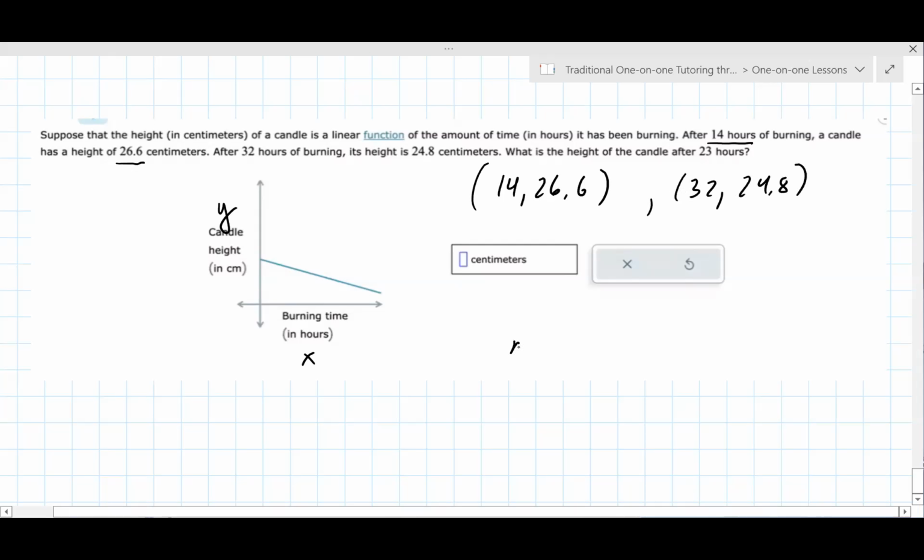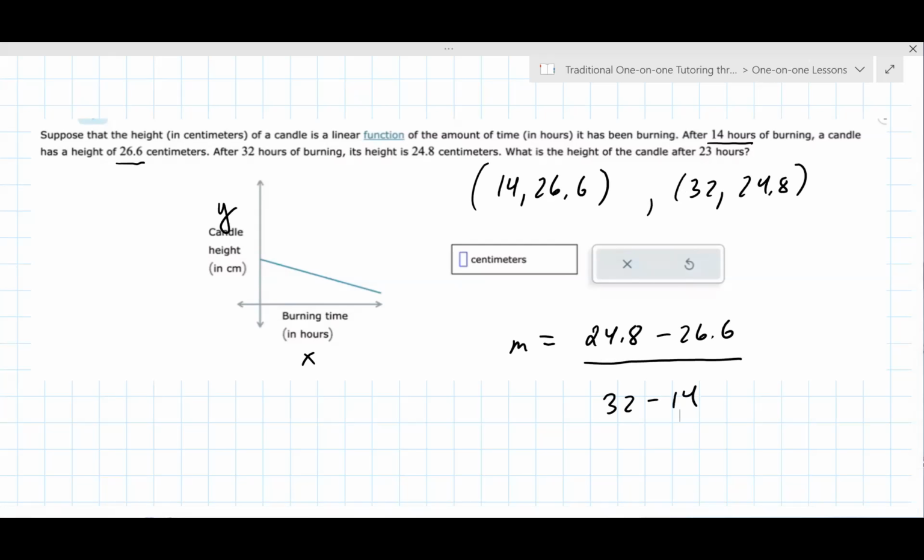So you've got to find the slope between the two points. That's the first thing. 24.8 minus 26.6 over 32 minus 14. From experience, I know that these always work out nicely. So if you get a fraction or decimal that's really weird, there's a mistake. Make sure you put parentheses around your numerator and denominator. So this one, believe it or not, is minus 0.1. That's the slope.